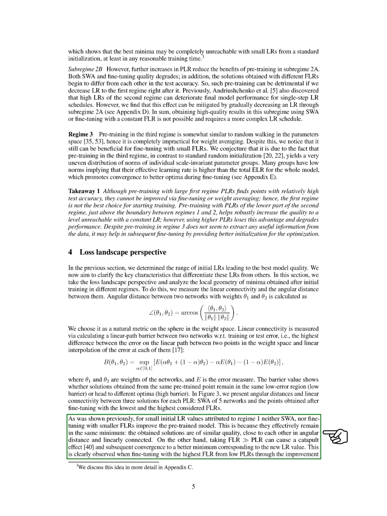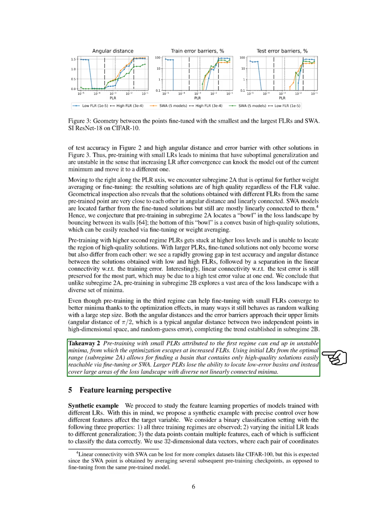As previously shown, small initial LRs from regime 1 do not improve the pre-trained model through SWA or fine-tuning with smaller FLRs, as they remain in the same minimum. Conversely, using a much larger FLR can lead to a significant improvement in test accuracy, indicating a shift to a better minimum. In summary, pre-training with small LRs can lead to unstable minima, while using initial LRs from the optimal range in subregime 2A allows us to find a basin of high-quality solutions that are easily reachable through fine-tuning or SWA. Larger PLRs fail to locate low-error basins and instead explore vast areas of the loss landscape with diverse, non-linearly connected minima.